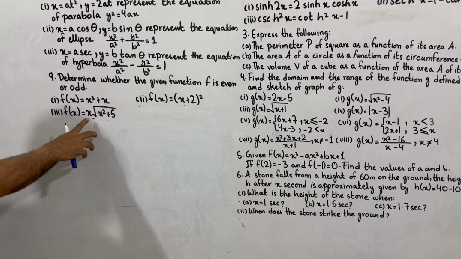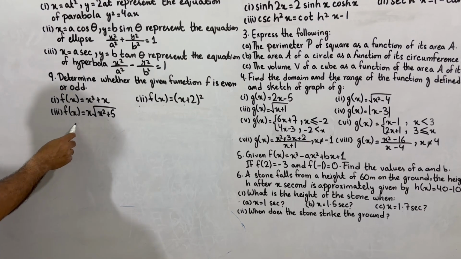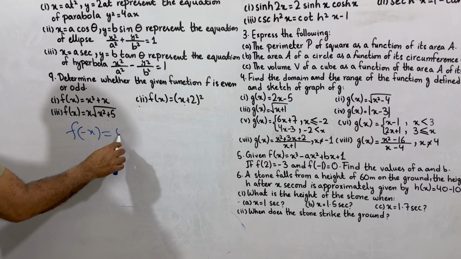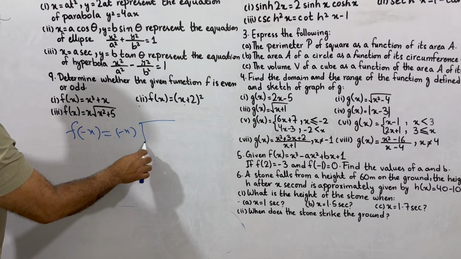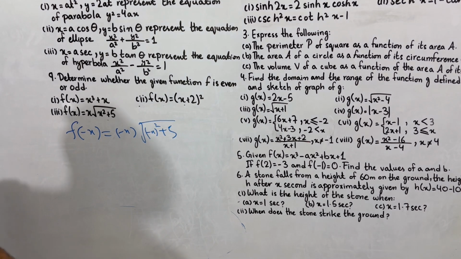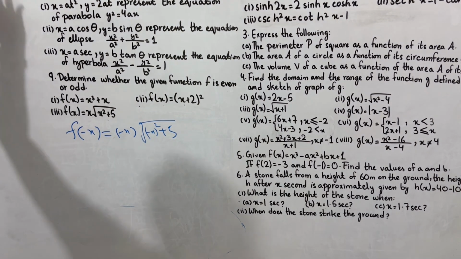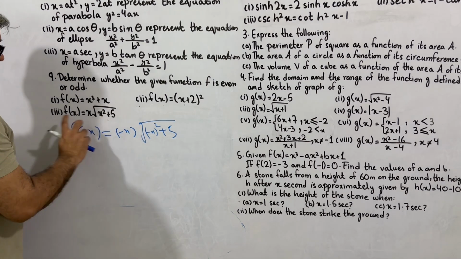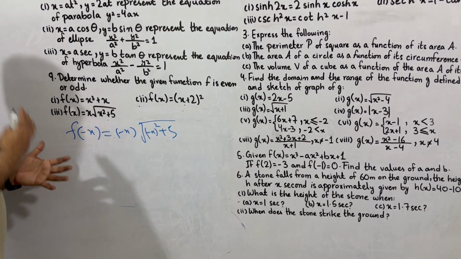What about this? Let's check. Replace x by minus x: minus x square plus 5. We have to replace x by minus x throughout without any exception, in order to check whether it is even or not.